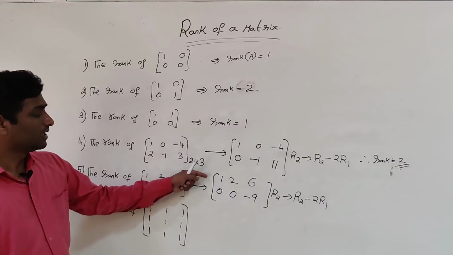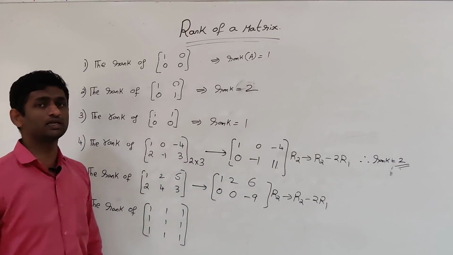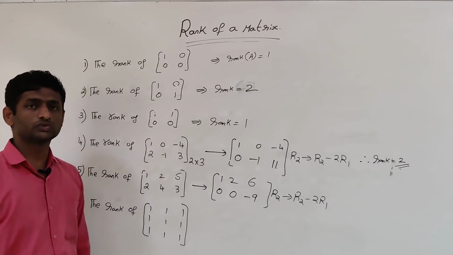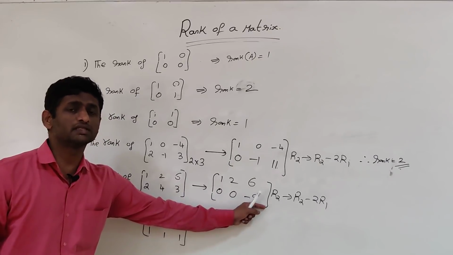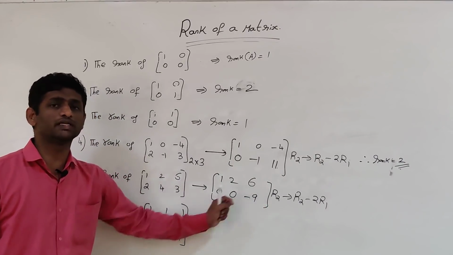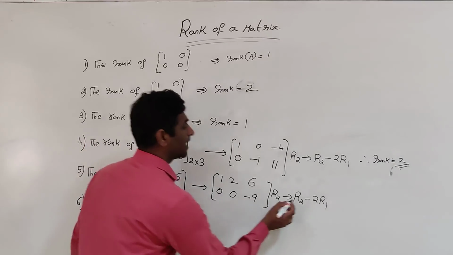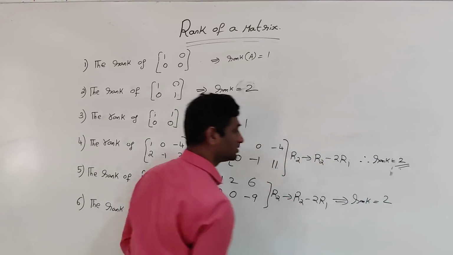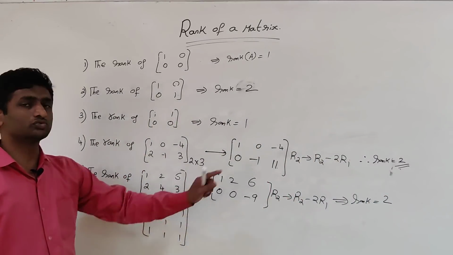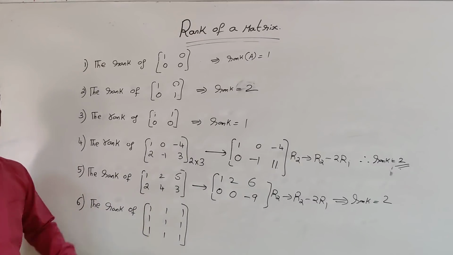So it is in echelon form because there are no zeros before 1, and in the second row, how many zeros are there before the first non-zero element, minus 9? 2. So 0 is less than 2. So we can say the rank is 2 because the number of non-zero rows is 2. Next, coming to the last one, the rank of a 3 by 3 matrix.